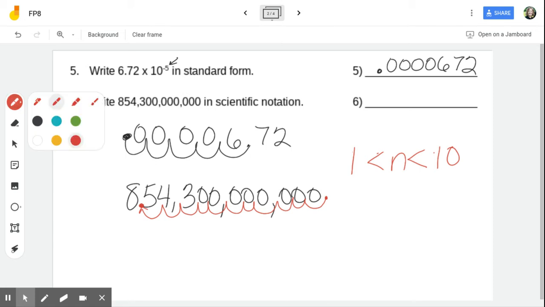So my answer is 8.543. Those are all significant digits. That means they are important. Times 10 to the how many? 1, 2, 3, 4, 5, 6, 7, 8, 9, 10, 11. Now it's positive 11 because that's a really big number, right? Okay, let's do the next one.